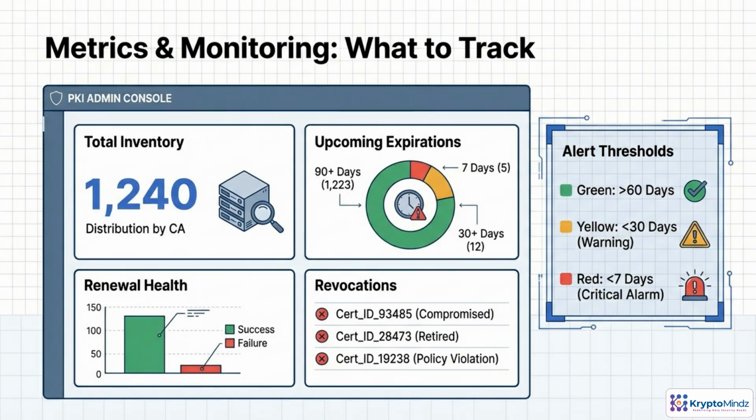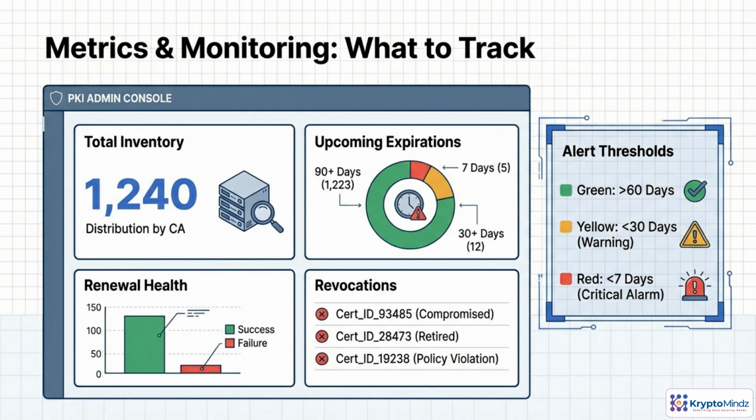Next, expirations are your biggest operational risk, so you track them by time window. Certificates with more than a couple of months left are fine. As they move into the 30-day window, they should automatically land on a renewal backlog. Anything under a week is no longer a planning issue. It's an incident waiting to happen.